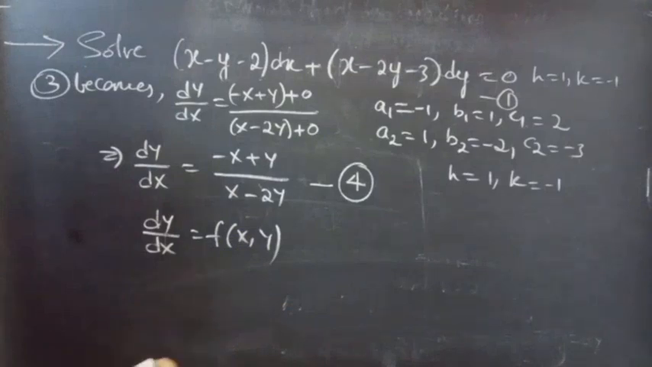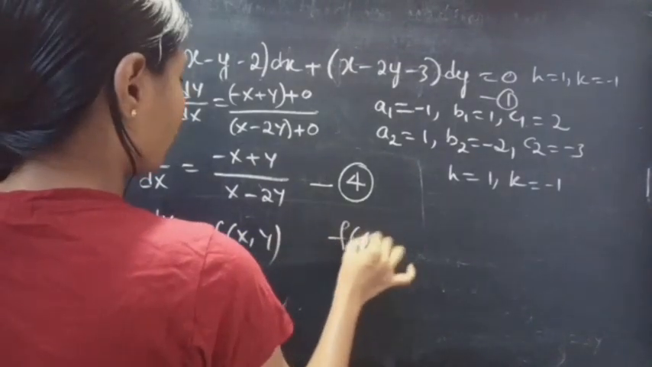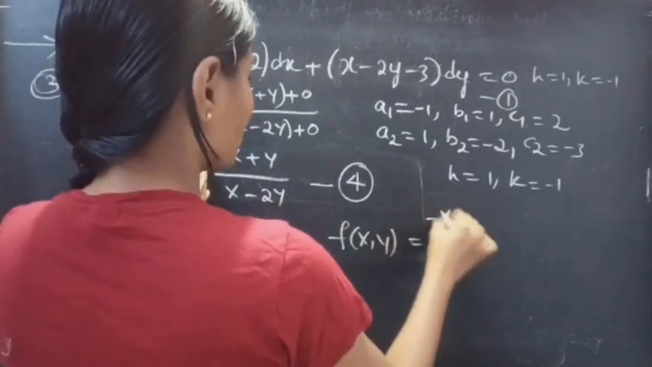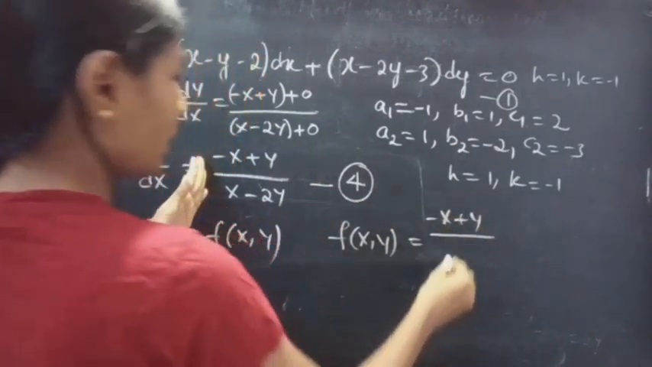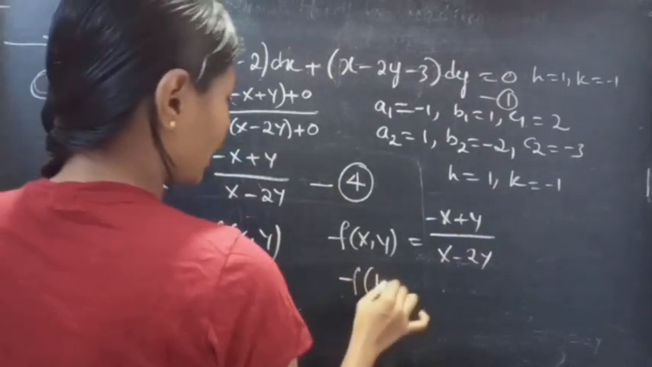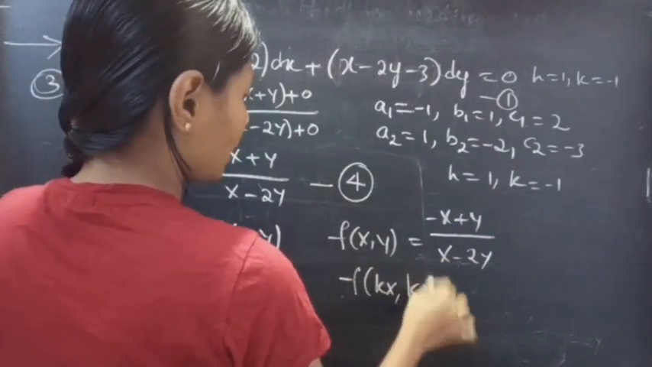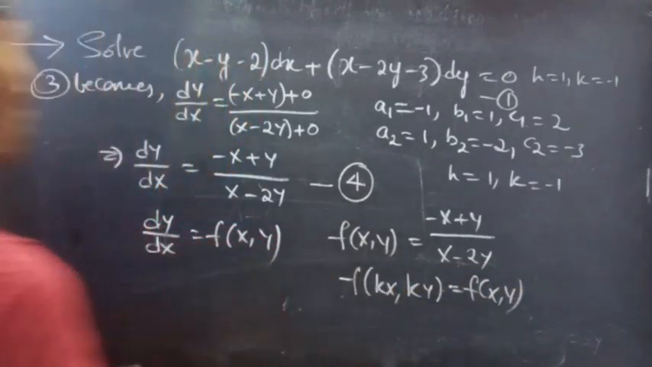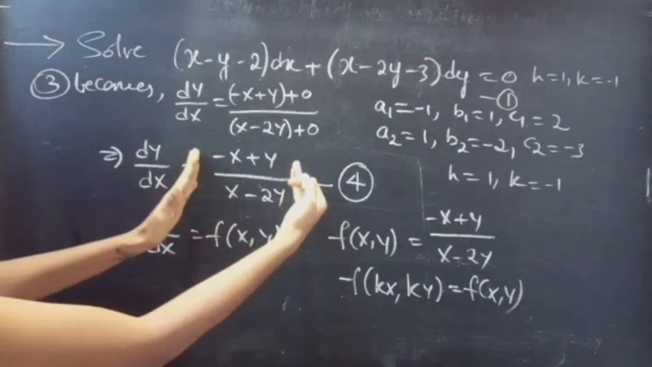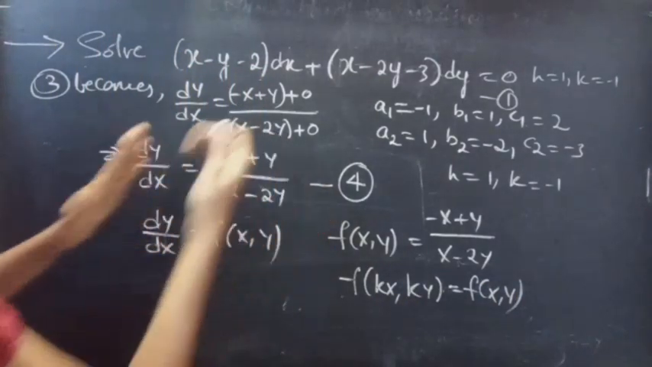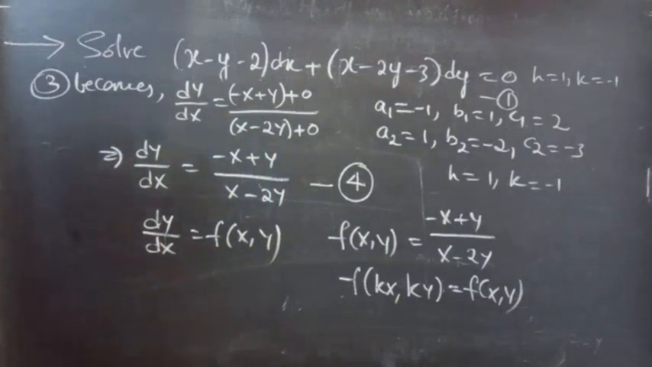Let f of x, y, that is function of x, y, equal minus x plus y by x minus 2y. If f of kx, ky equals f of x, y, then we call this function a homogeneous function. Then the differential equation involving a homogeneous function will be called a homogeneous differential equation.